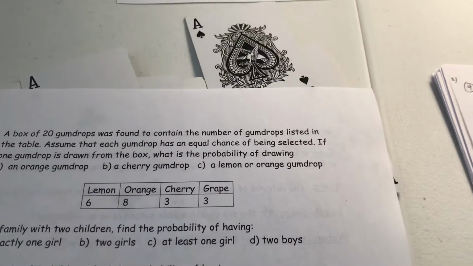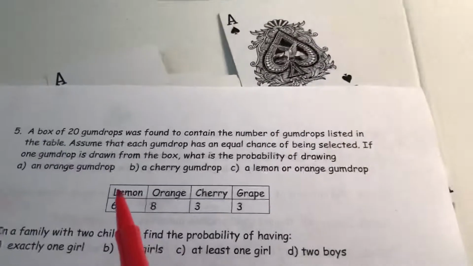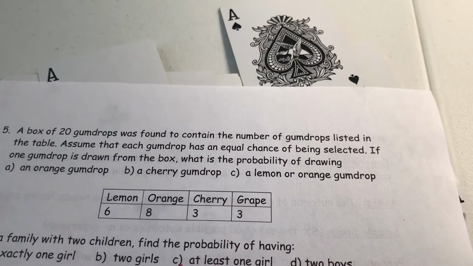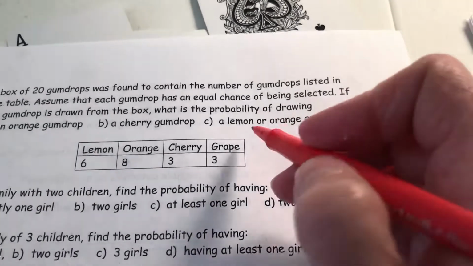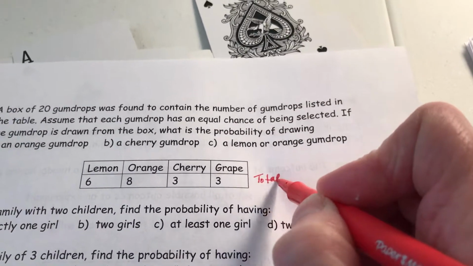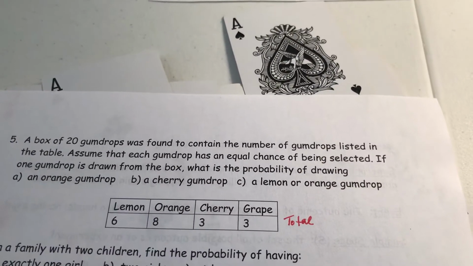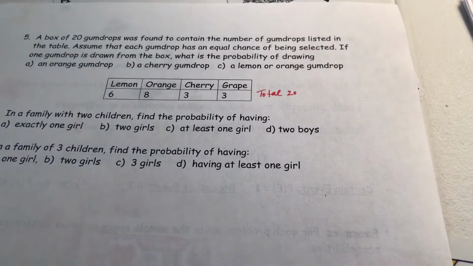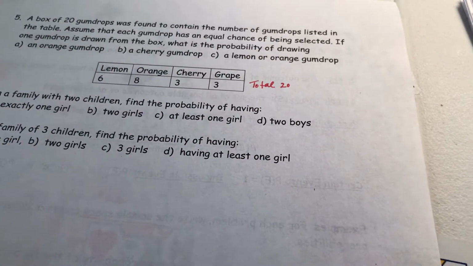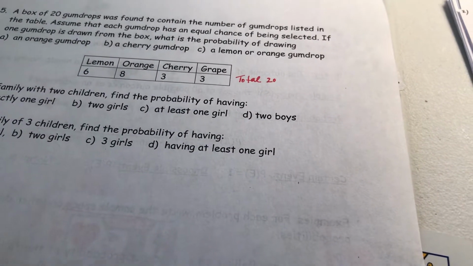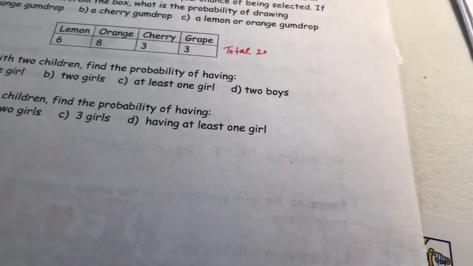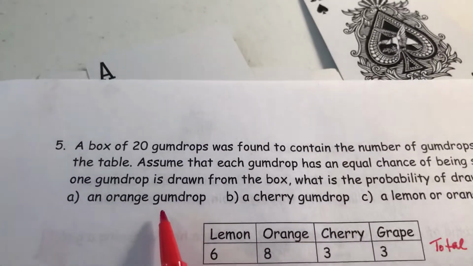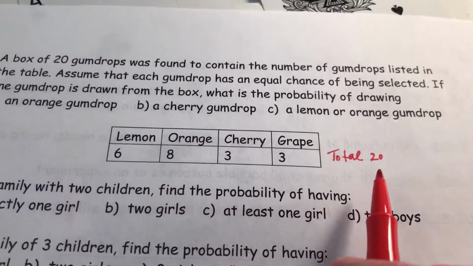All right, so let's take a look at our box of candy. There are 6 lemon, 8 orange, 3 cherry, and 3 grape. So what's the total on this? Let's see, 14, 15, 16, 17, 18, 19, 20. I think it's 20. There we go. I'd forgotten how many were in there. Now we are going to find the probability that, that's A, it's up here, an orange gumdrop. So it's going to just be 8 out of 20.